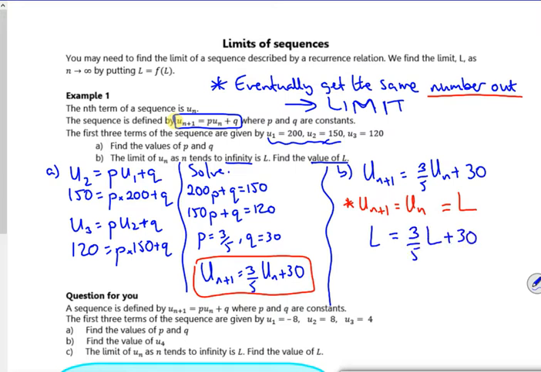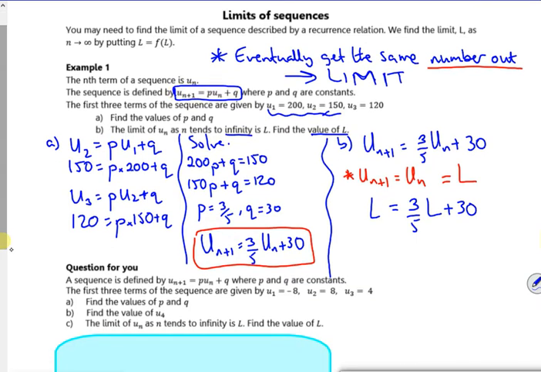And people don't like doing this, but it's so simple, it just messes with your head a little bit. Right, so I've got one lot of L. If I take 3/5 off, I've got 2/5 of L left. If I multiply through by 5 over 2, 150 divided by 2 is 75.